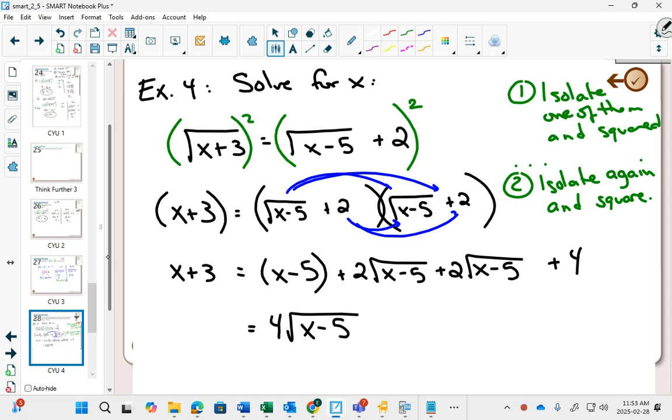And I have some other like terms. So for example, I could put my x's together if I subtracted x on both sides. And I could put my numbers together if I add 5 to both sides and I subtract 4 from both sides. What will I be left with? I moved everything else to the left side. My x's go away completely, and I just get 4.